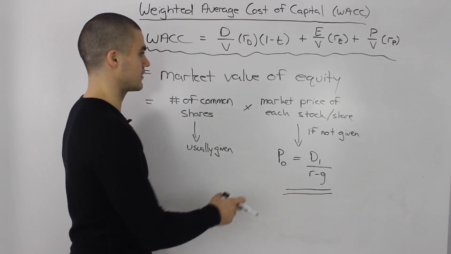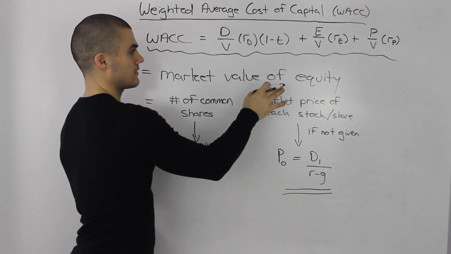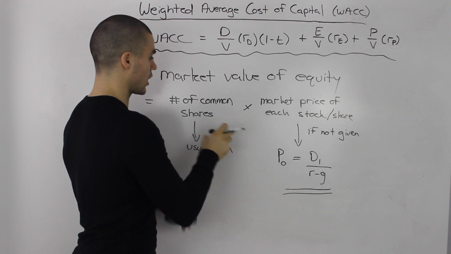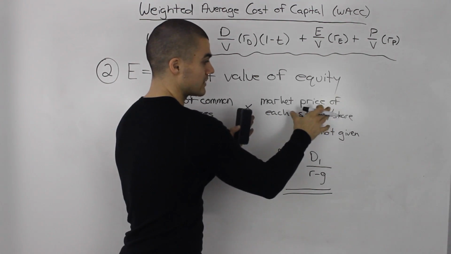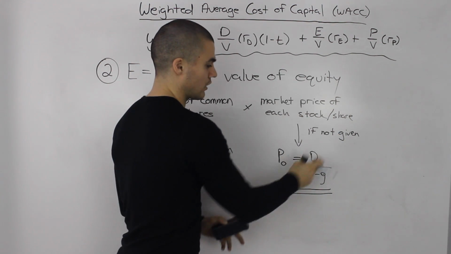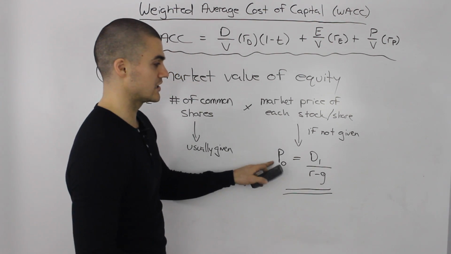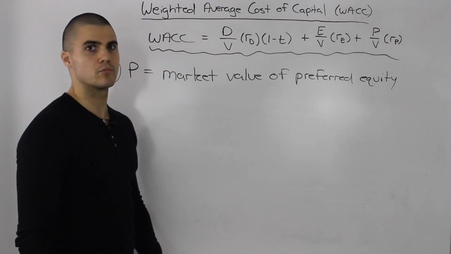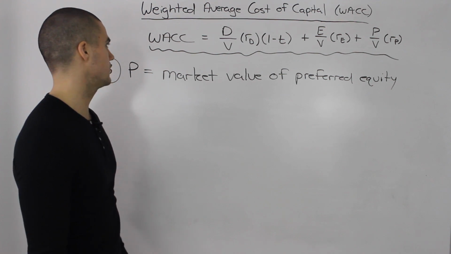So just to recap, if the E is equal to the market value of the equity, sometimes it's given, easy, just move on. Sometimes it's not given. We take the number of common shares, multiply it by the market price of each share. Sometimes the market price of each share is given. If it's not given, we have to use the dividend discount model to find each price, and then we can find the market value of the equity. All right, moving on with the weighted average cost of capital breakdown.